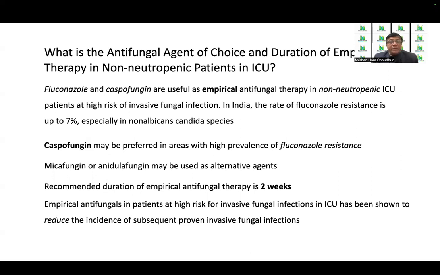Empirical antifungals in patients with high risk of invasive fungal infections have been shown to reduce the incidence of subsequent proven invasive fungal infections. Although we know that culturing of this will take time, it is difficult. Galactomannan is not available everywhere. So a clinical decision to start is very important in patients who show high risk of fungal infections.